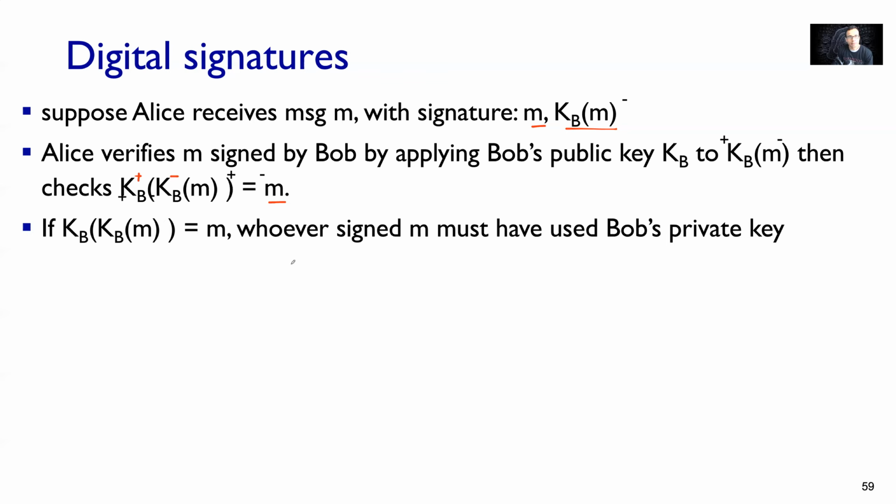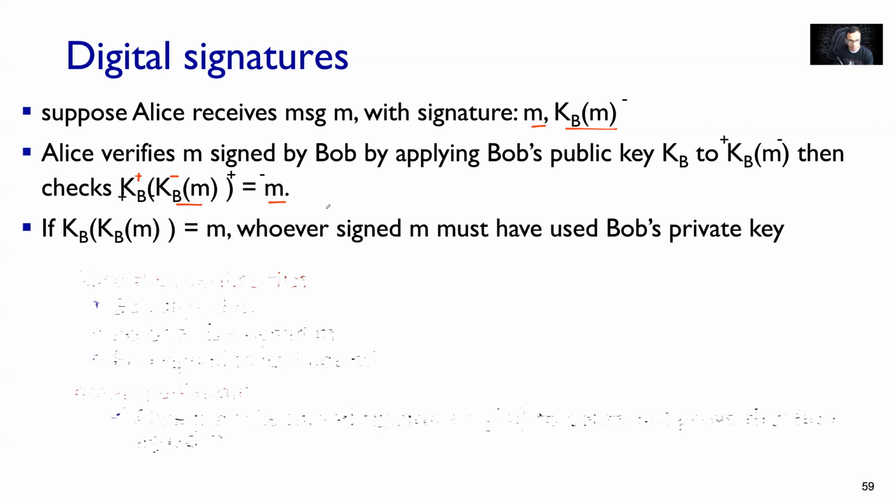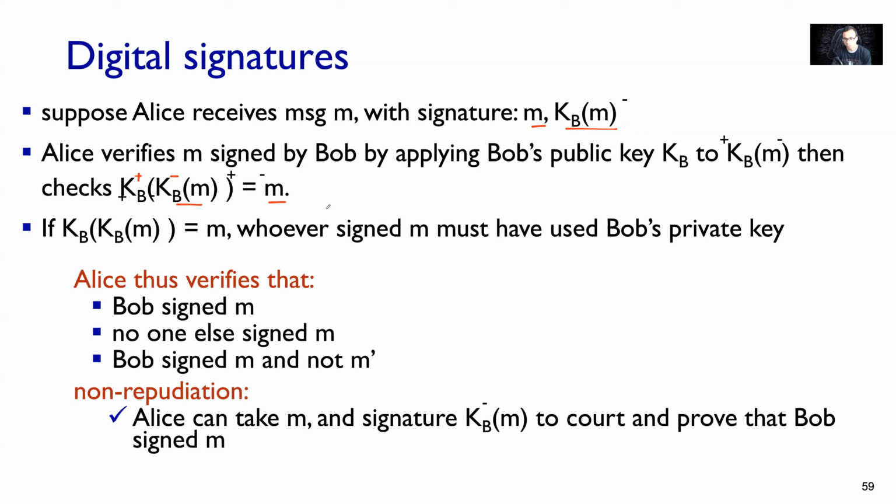So in this case, Alice can be sure that whoever has signed this must have used Bob's private key, because otherwise this wouldn't have worked, right? So Alice can verify that only Bob could have signed it. Alice can also verify that no one other than Bob could have signed it. And more importantly, Alice can verify that Bob actually signed this message and not some other message, right? So it's kind of doing two things. It's ensuring that the message itself was not altered, and it's also ensuring the source of this message, as to who sent this message.